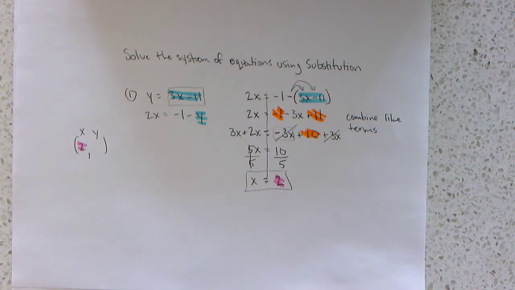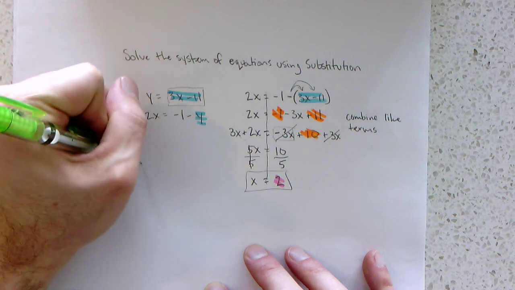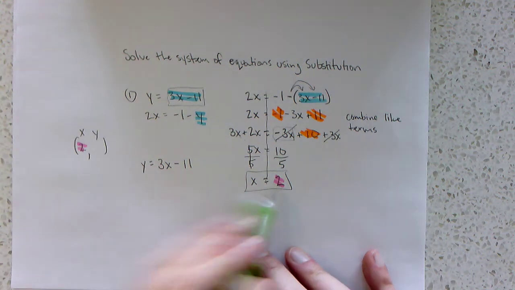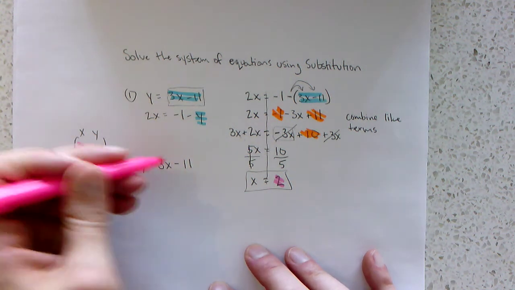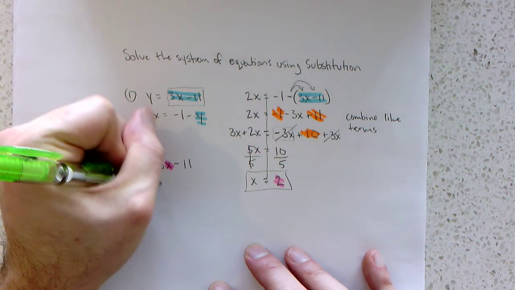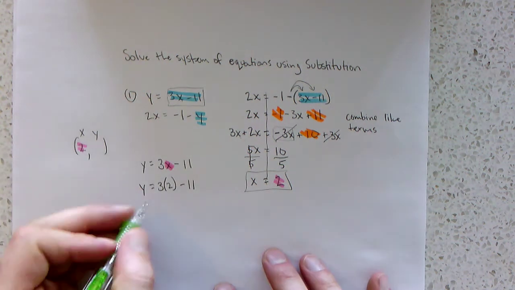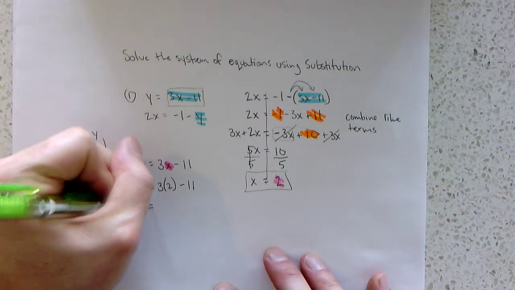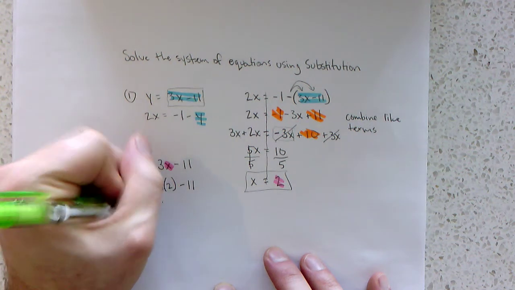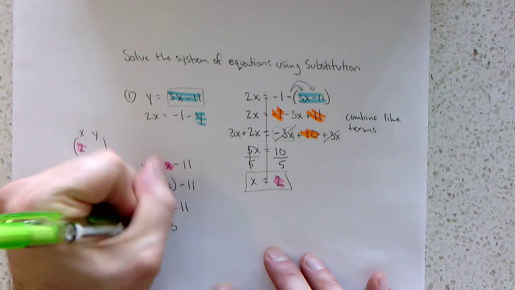So this 2 can now be plugged into one of these equations. I'm going to choose this first one. It seems like it'd be a little bit simpler. So y equals 3x minus 11. So if I plug in this 2 for my x, I'm going to be able to find out what y is. So y equals 3 times 2 minus 11. Then I just continue to combine everything until I get a value for y. So I have 3 times 2 gives me 6 minus 11. So y equals negative 5.